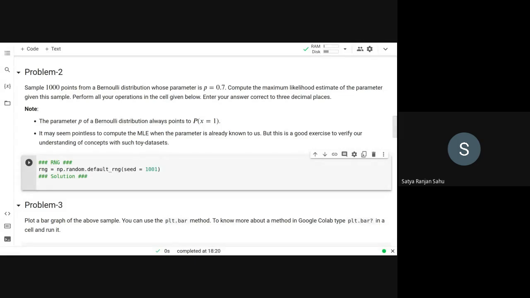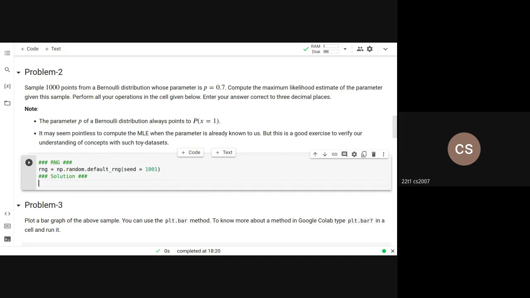When we have an unknown parameter or distribution, when we have a model and some data and we don't know what the parameters are supposed to be. But here we are saying that p is already 0.7. So one valid question we should ask is: you already know the parameter p, then why are you computing the maximum likelihood estimate?